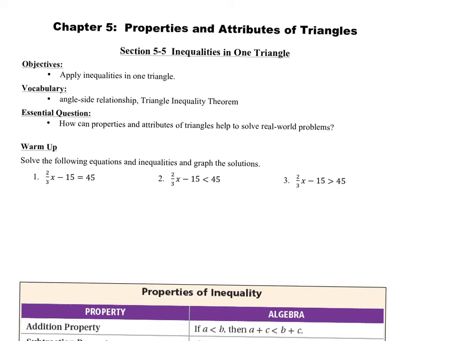This is 5-5, inequalities in one triangle. We're jumping right to the middle of chapter 5 before we move on to 6 and then 8. Okay, so for solving the warm-up problems, we're going to solve the following equations and inequalities.